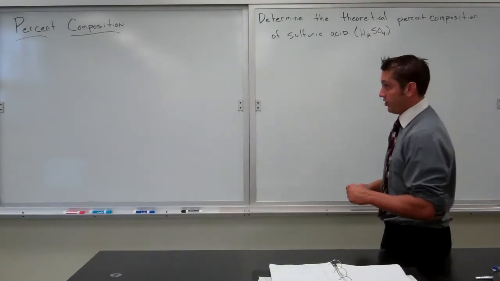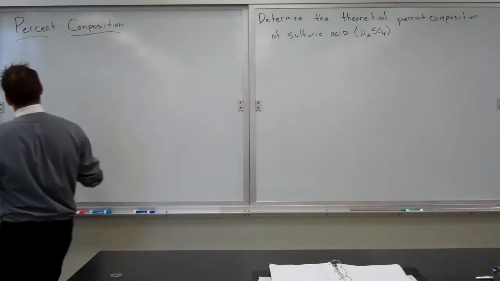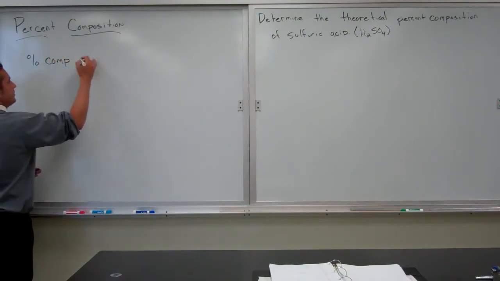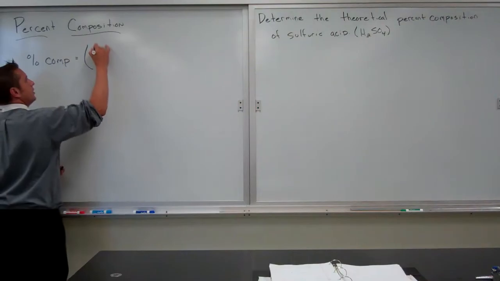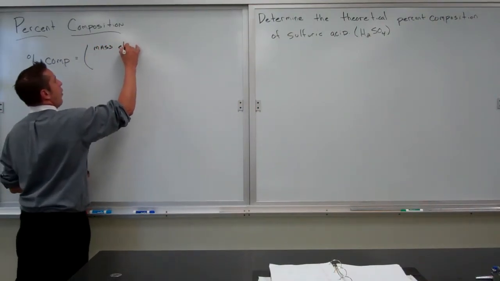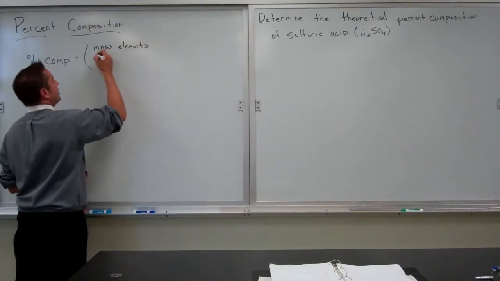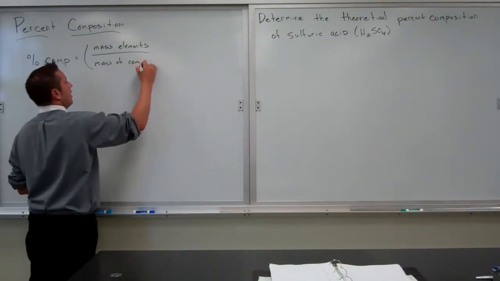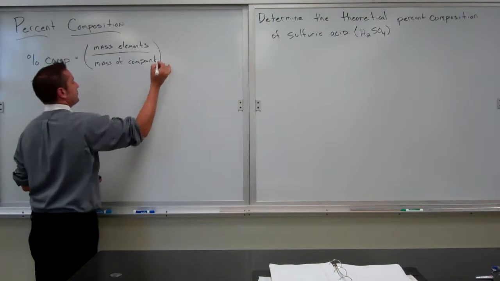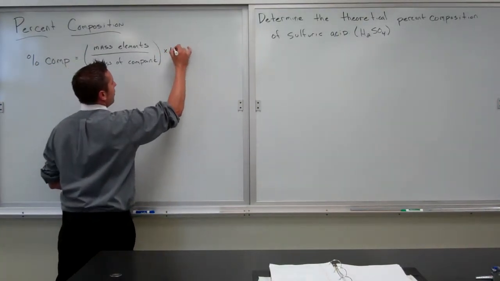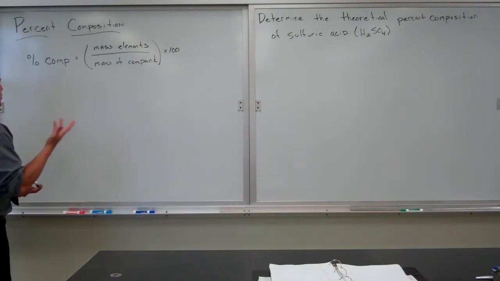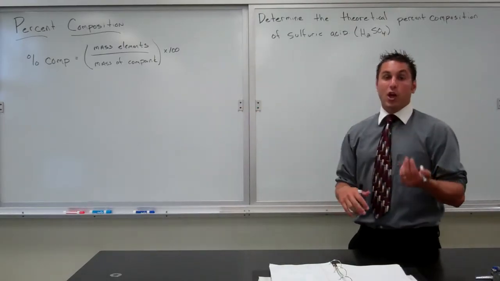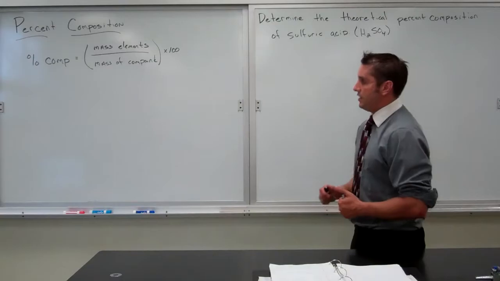Anytime you're doing a percent composition problem, you want to use a fairly simple equation. That equation is this: percent composition of a compound is equal to the mass of one of the individual elements divided by the mass of the entire compound. Because it's a percent comp, we have to multiply it by 100%, just like you would do to your exam grade to get yourself a percentage. If you get 7 out of 10, it's not 0.7%, it's 70%. So the same idea here.